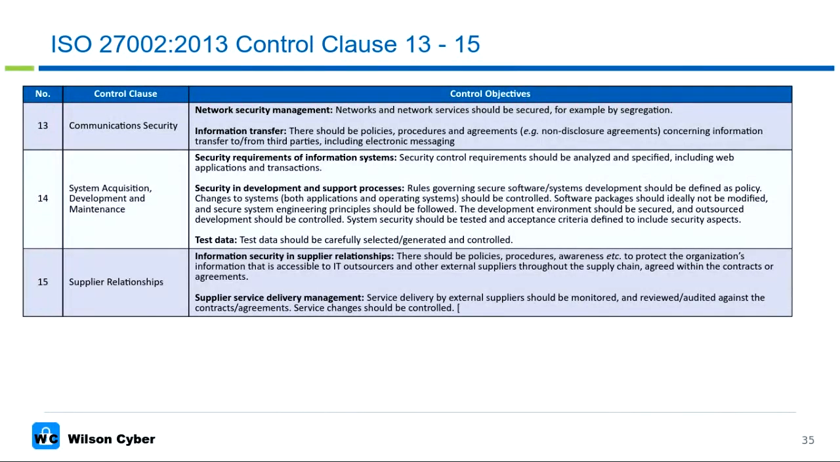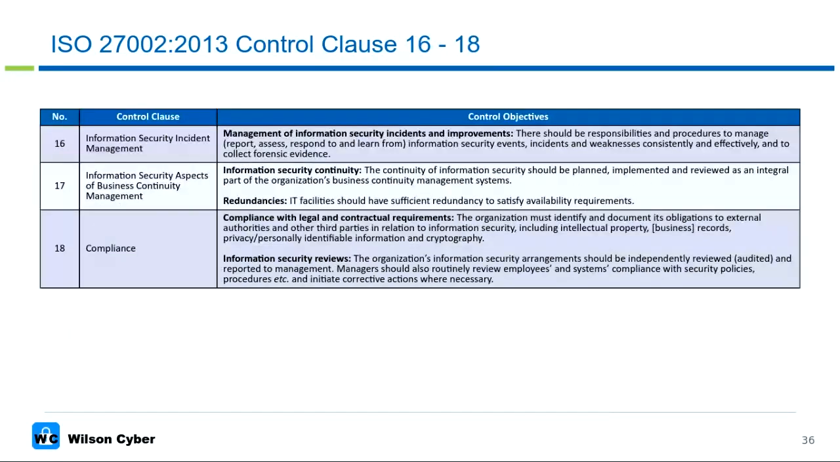Under the control clause, supplier relationships, 2 control objectives, information security in supplier relationships. There should be policies, procedures, awareness, etc., to protect the organization's information that is accessible to IT outsourcers and other external suppliers through the supply chain agreed with the contracts or agreements. And supplier service delivery management. Service delivery by external suppliers should be monitored and reviewed or audited against the contracts and agreements. Service changes should be controlled.